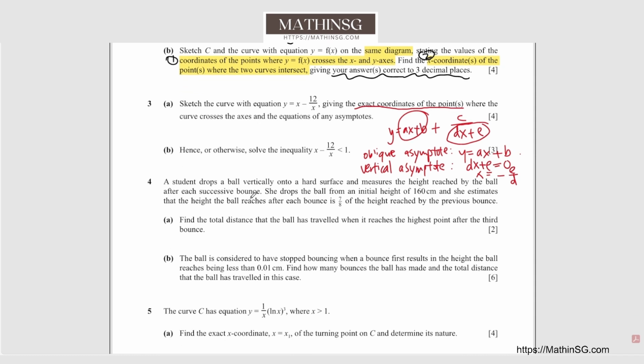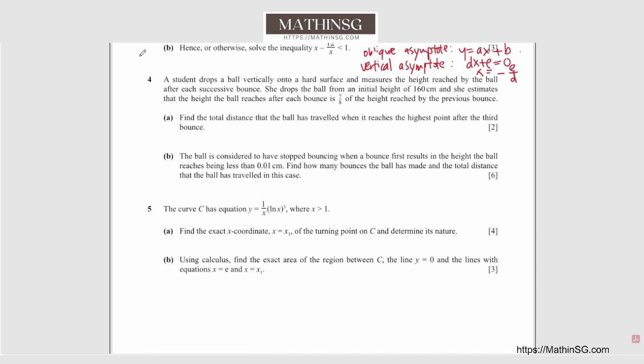Now that we have done with question 3, let's move on to question 4. A student drops a ball vertically onto a hard surface and measures the height reached by the ball after each successive bounce. Then she draws the ball from an initial height of this, then estimates the height the ball reaches after each bounce is 7 over 8 of the height reached by the previous bounce.